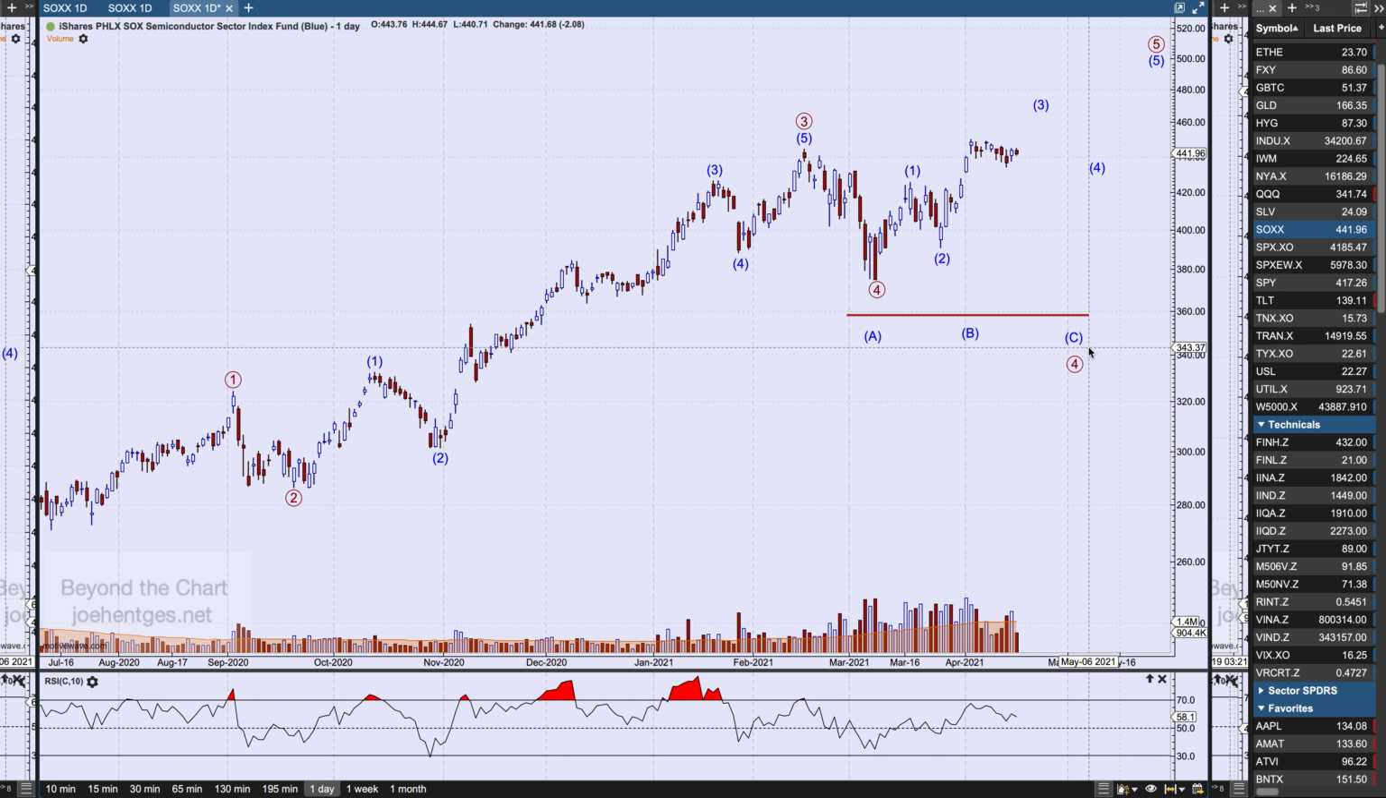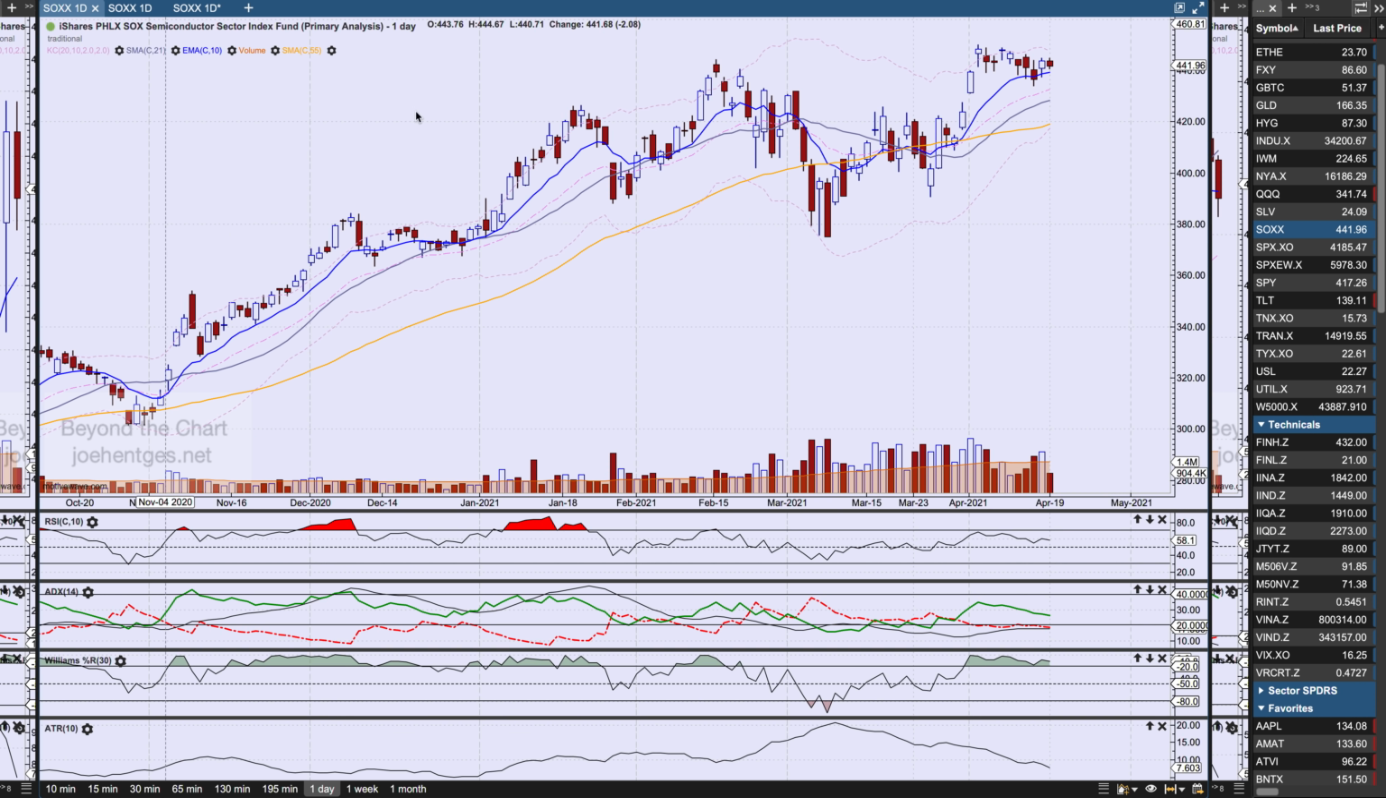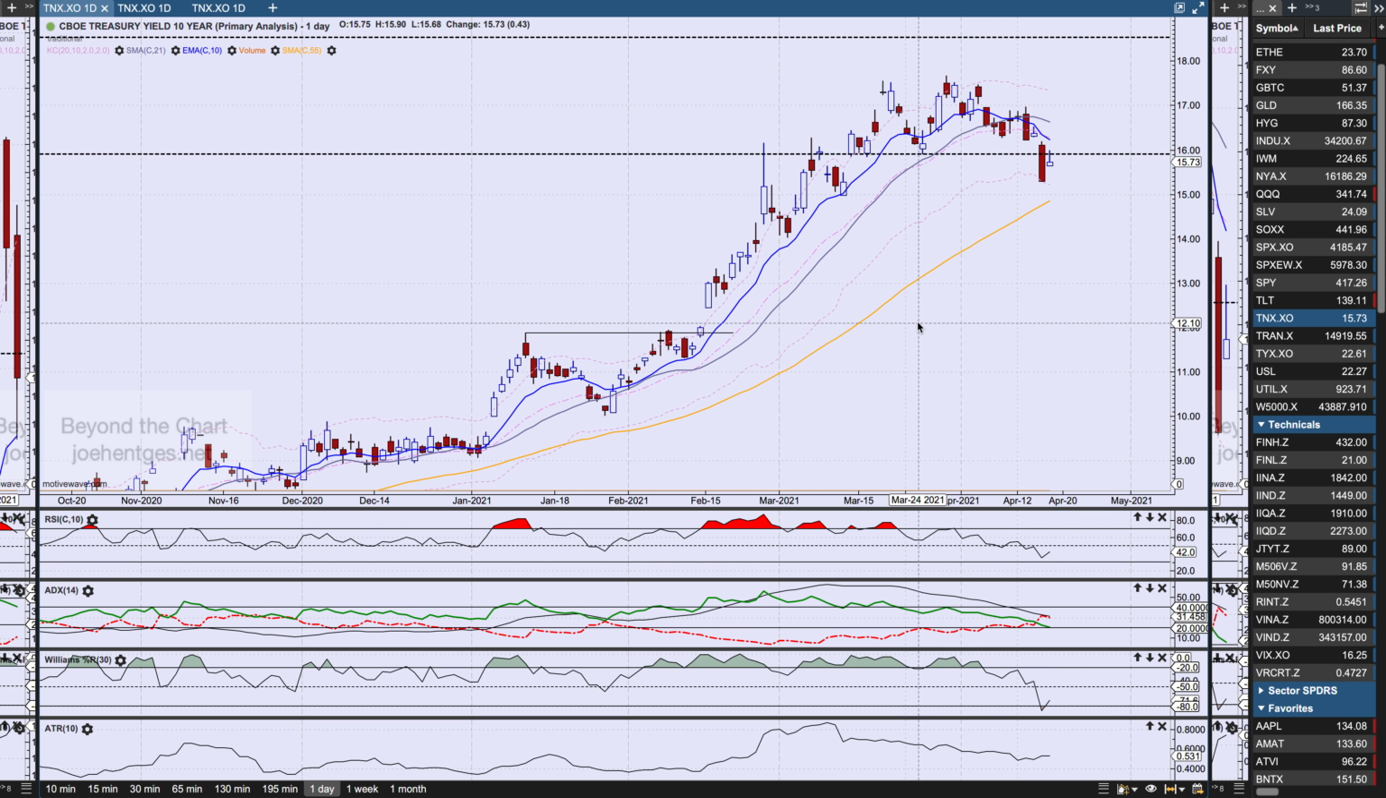So this, again, is an alternate count, very similar to what I just talked about with the Nasdaq 100. All right, let's talk about the 10-year yield. I'm going to compare something. I know I talked about it last week. Let me go back over to this view anyway, and let's take a look at the 10-year yield.